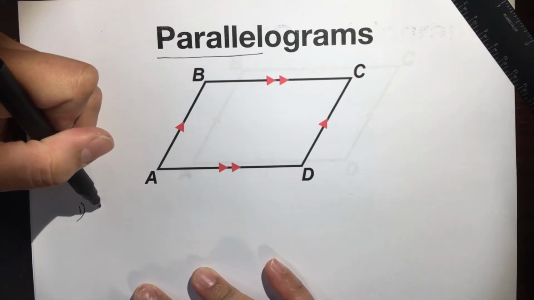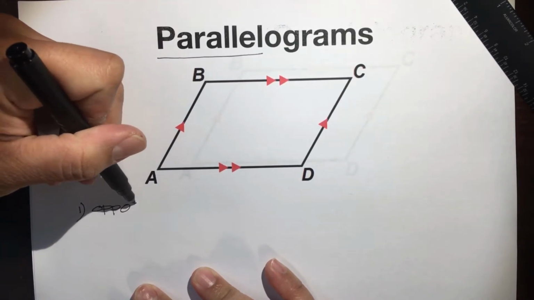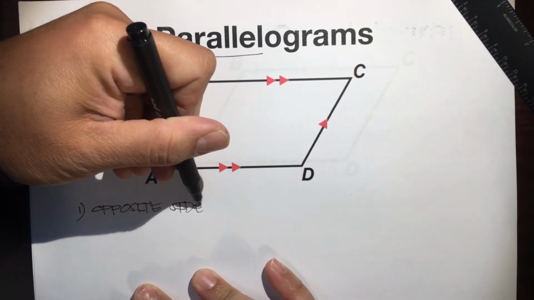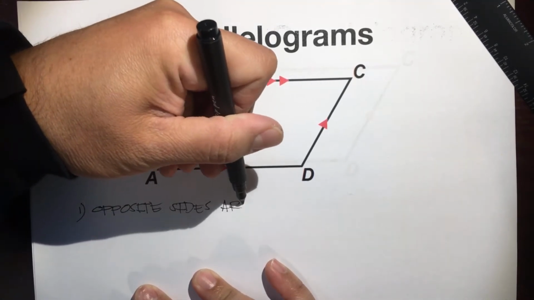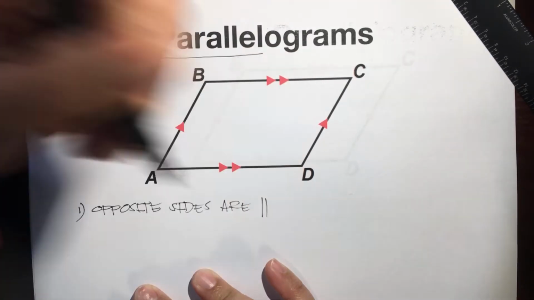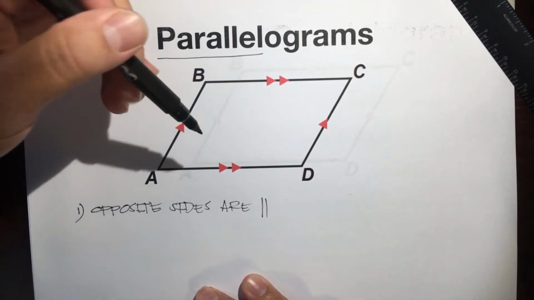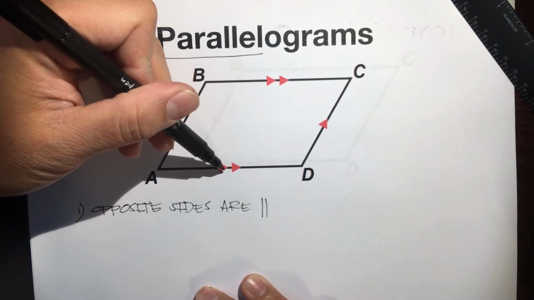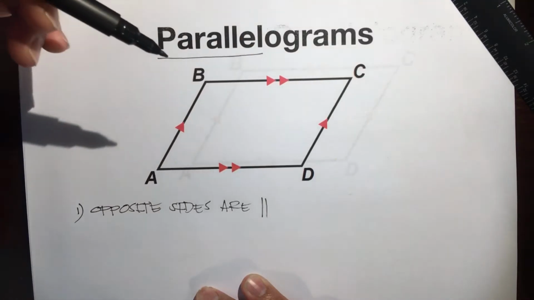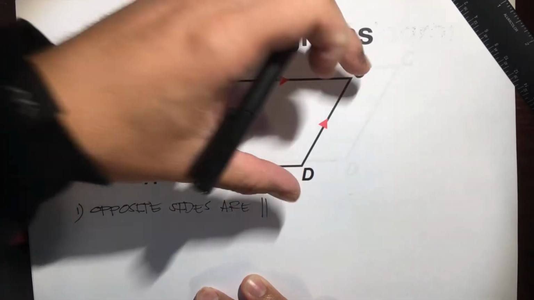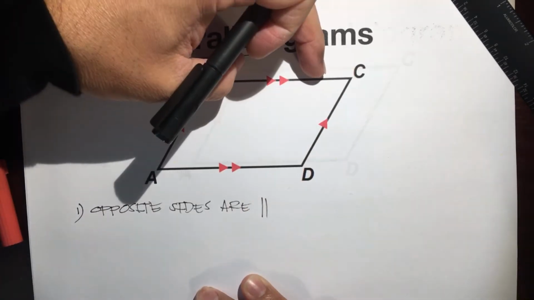First fact is opposite sides are parallel. So first fact, opposite sides are parallel. It's in the name. Don't say all sides are parallel, because this side isn't parallel to this side and this side isn't parallel to this side. Only the opposite side. So AB is parallel to CD and AD is parallel to BC.